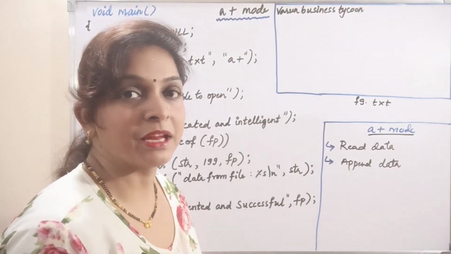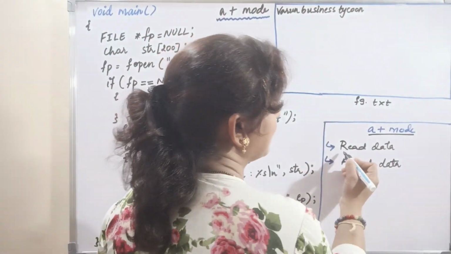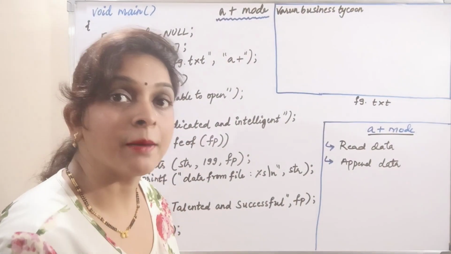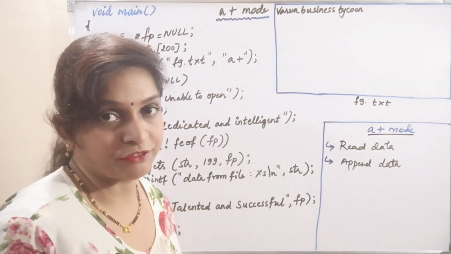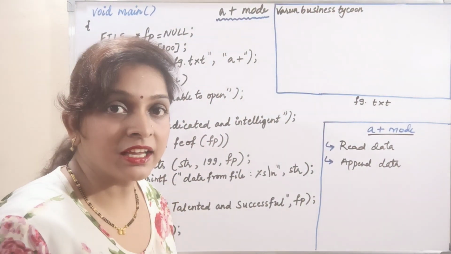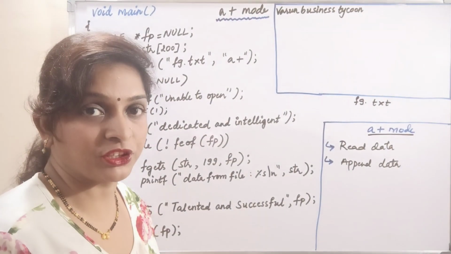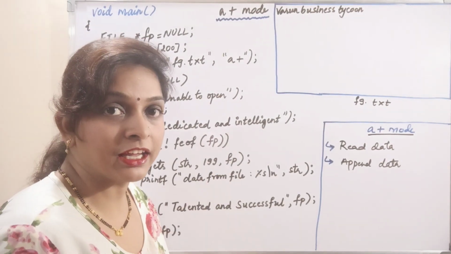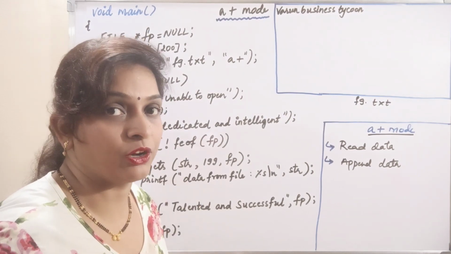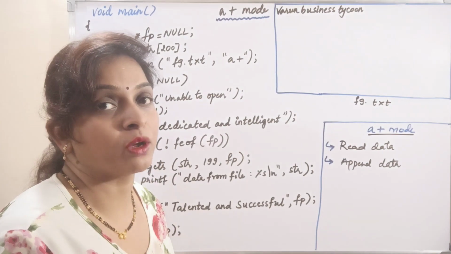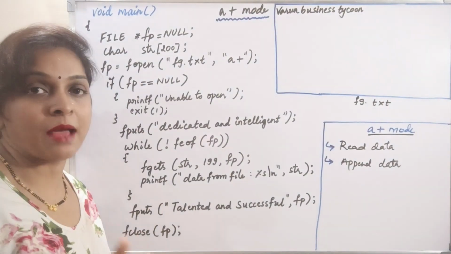So what is this A plus mode? When I say A plus mode, A says append. So you can read the data from the file as well as append the data to the file. Appending in the sense adding the data at the end of the file. And when I say read, it always reads from the first location, from the first pointer. In the sense, if you have data in the file, it starts reading from the first till it reaches end of file. And when I say append, it is going to append the data from the end of the file. So let us understand this with an example program.